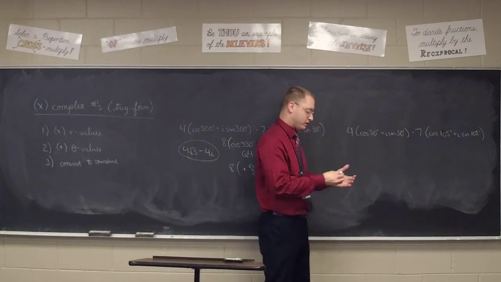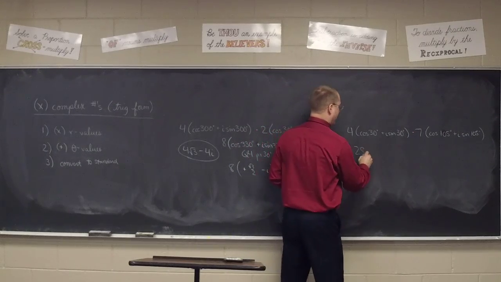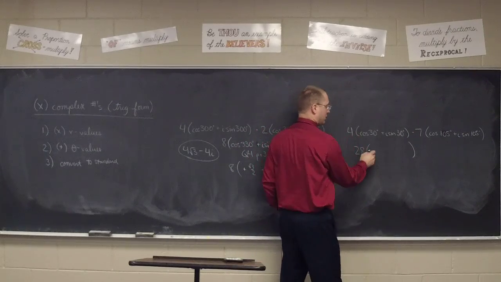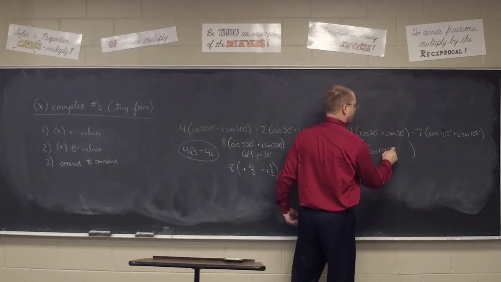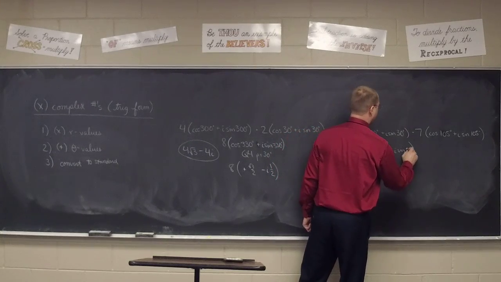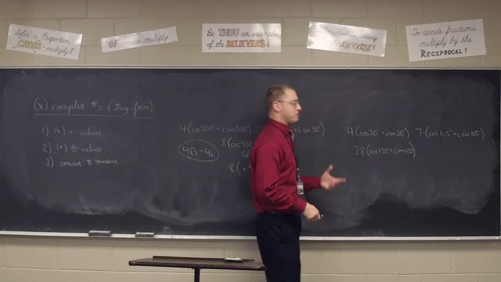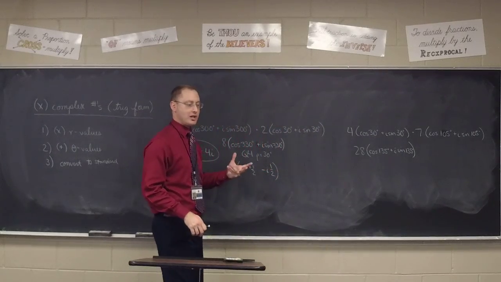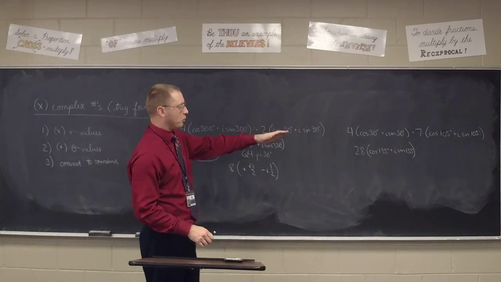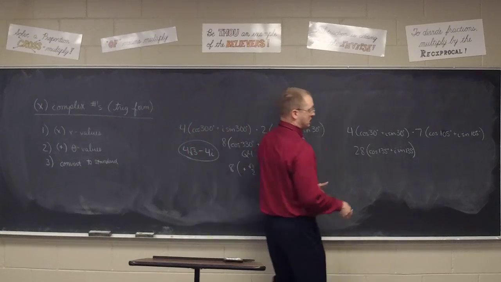We multiply the r values, class. We add the theta values to get cosine 135 plus i times the sine of 135. So even if you don't have special angles, even if they're weird, irrational values, you can still work with it easily enough in the trig form.